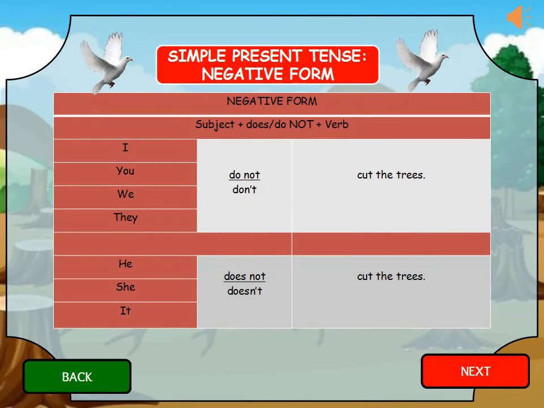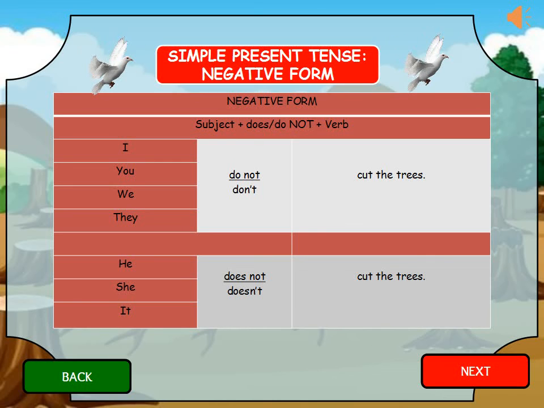Simple present tense, negative form. The subject has to be added with do not or don't for plural subject, and does not or doesn't for singular subject. For example, I do not cut the trees. You do not cut the trees. We do not cut the trees. Or they do not cut the trees.